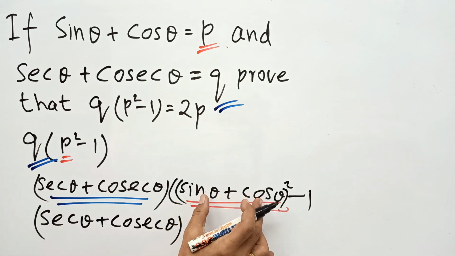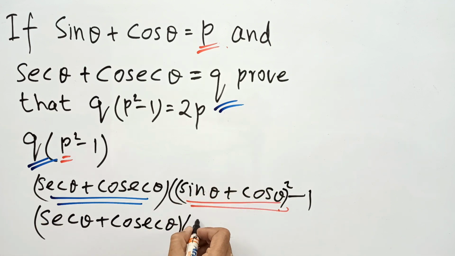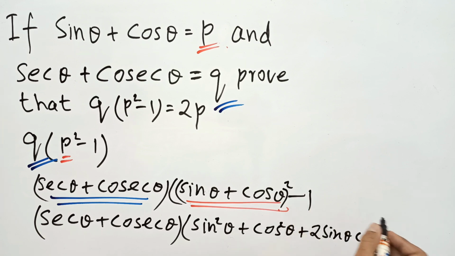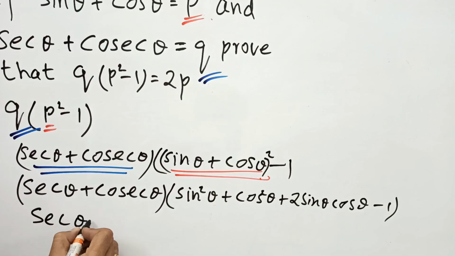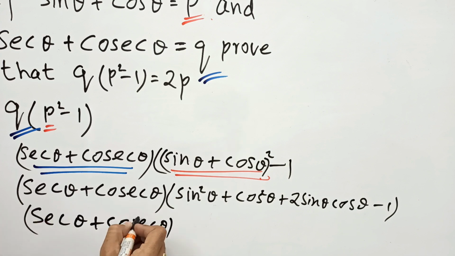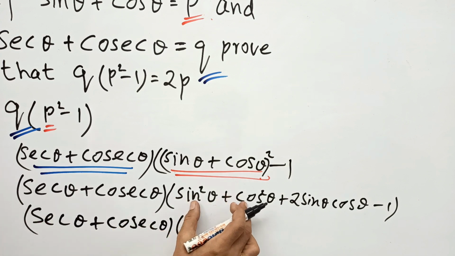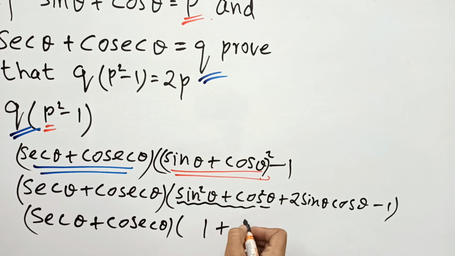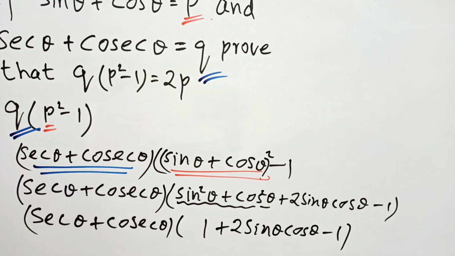We open this by the identity a plus b whole square. And this minus 1. Now see, sine square plus cos square theta identity says that is 1. In place of sine square plus cos square theta, you can take the 1. This is as it is, and minus 1. Now this 1 minus 1 will be cancelled.